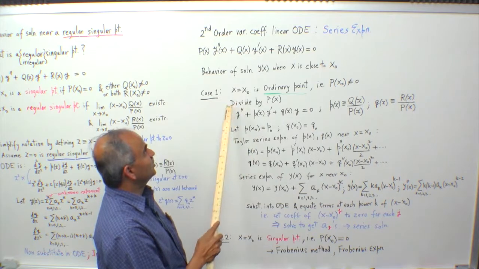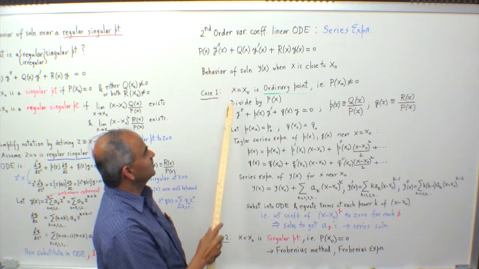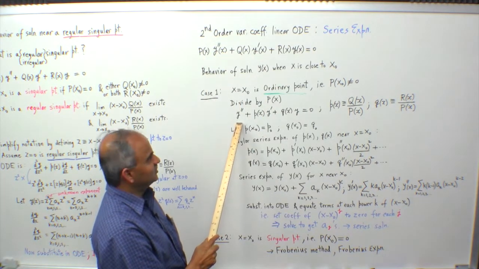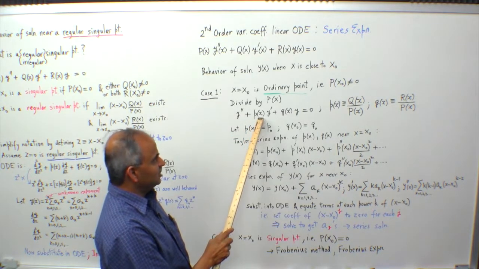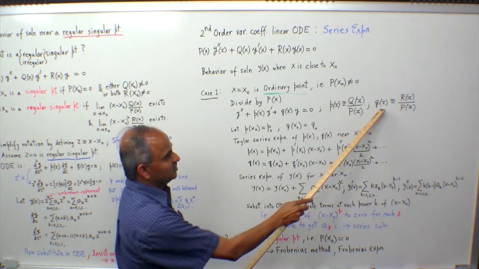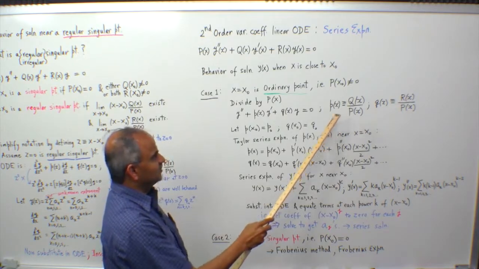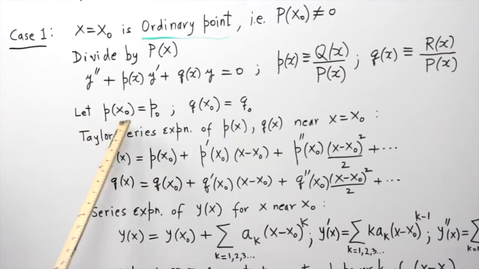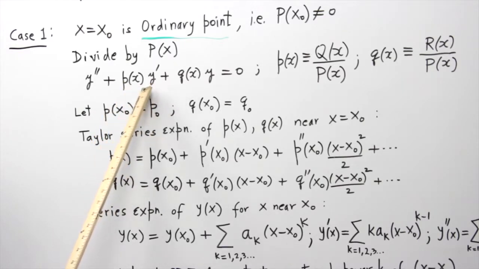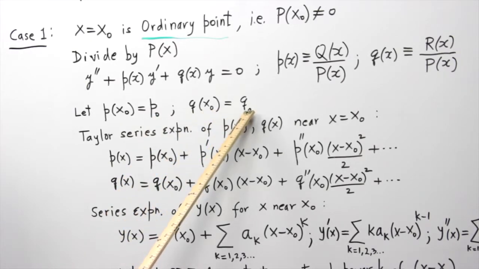The way we will proceed is we will divide the equation by p of x, clear it, move it to the denominator, and we'll then have the equation y double prime plus little p of x times y prime plus little q of x times y equal to 0, where little p and little q are defined by those ratios that you can immediately see. Since we have an ordinary point, little p is well behaved near x naught, so p at x naught equals p naught, and q at x naught is equal to some number q naught.